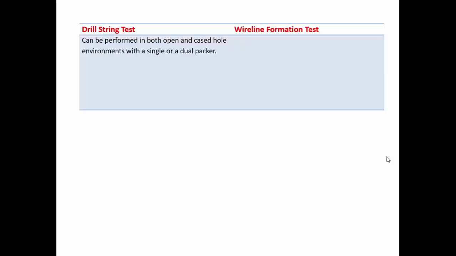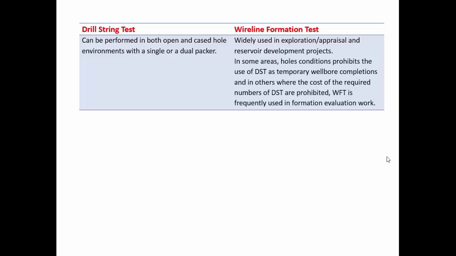Now we will discuss the difference between drill string tests and wireline formation tests. Drill string tests can be performed in both open and cased hole environments with a single or a dual packer, while wireline formation tests are widely used in exploration or appraisal work and reservoir development projects. Wireline formation test is quick and inexpensive, unlike the other tests.